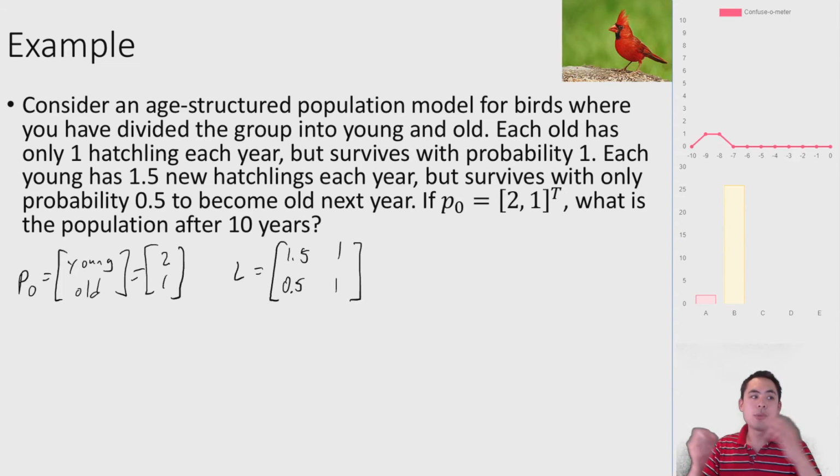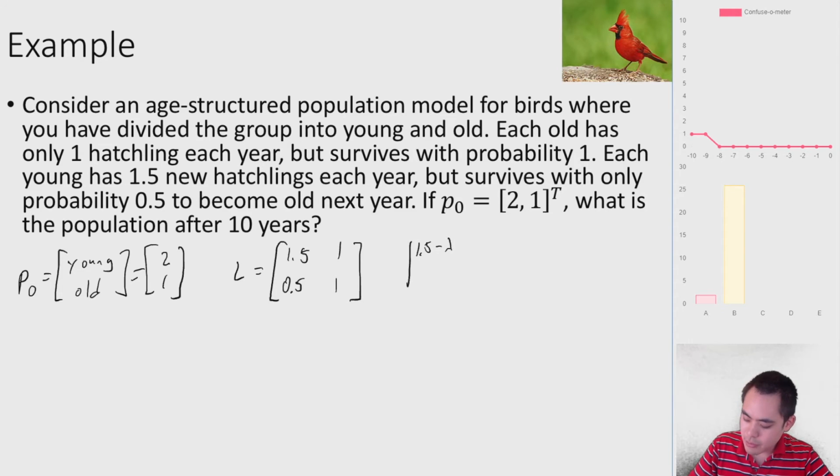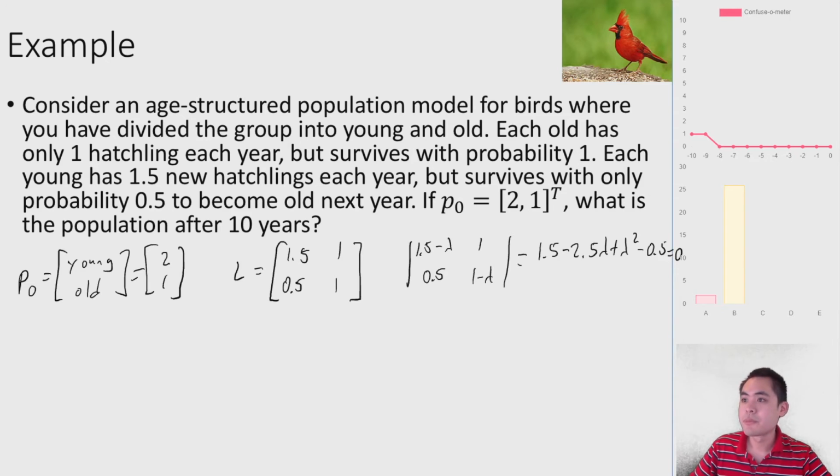So now the first thing we want to do is compute the eigenvalues. So what are the eigenvalues? You compute that by taking the determinant of 1.5 minus lambda, 1, 0.5, 1 minus lambda. So this is going to be equal to 1.5 minus 2.5 lambda plus lambda squared minus 0.5 is equal to 0. It's a little bit ugly to solve, but when you solve this, you get lambda minus 2 and lambda minus 0.5 is equal to 0, and lambda is equal to 2 or 0.5.